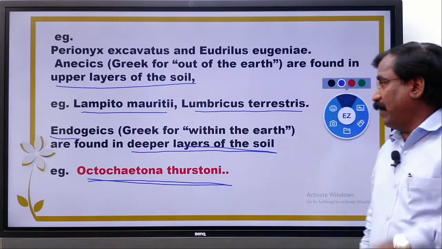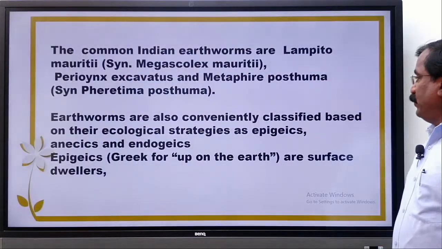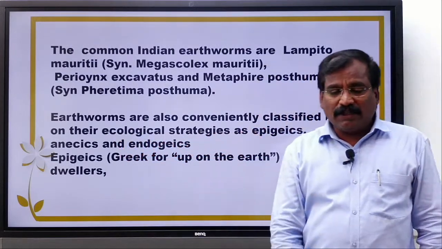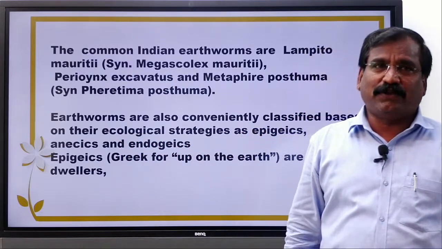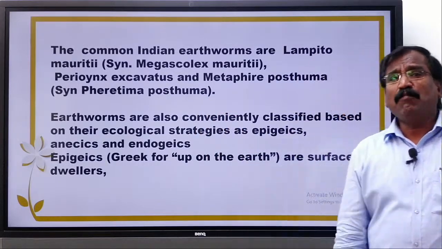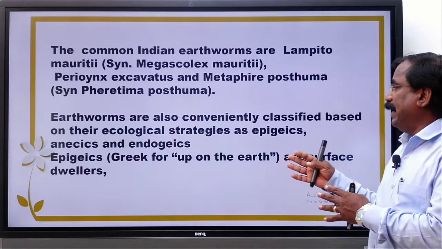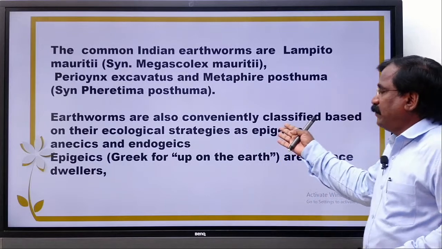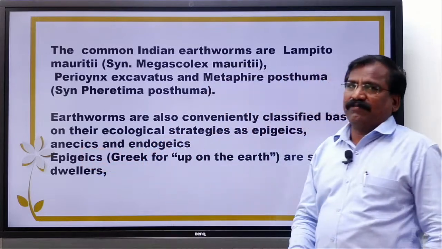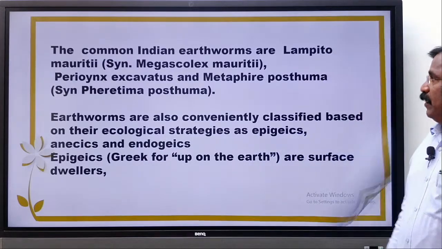This is very important: based on the ecological strategies, how are the earthworms divided? Most frequently asked question; ultimately marks are important. Epigeics, anecics and endogeics: surface, upper layer, inner layer. That's all. Definition and one example is enough. If you write this, you can get full marks.